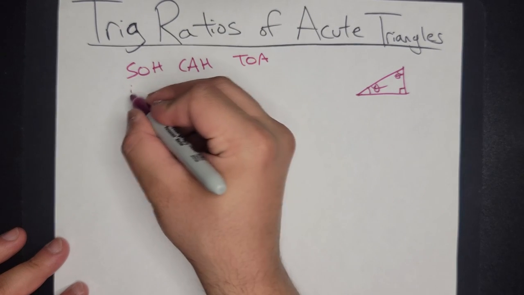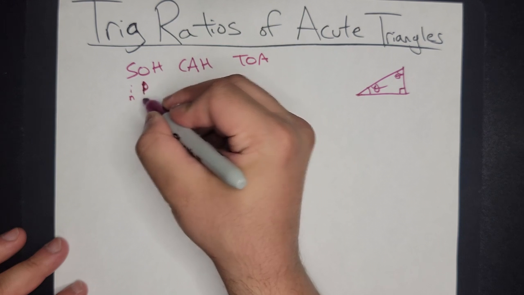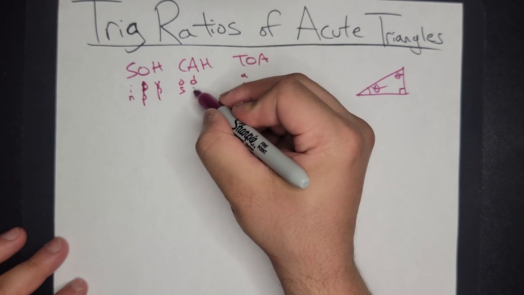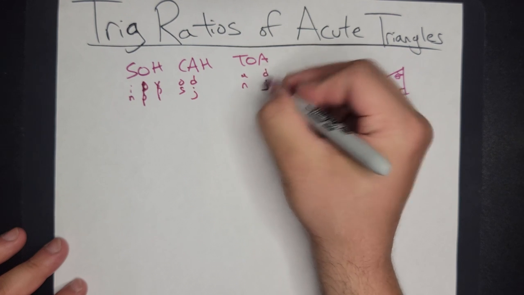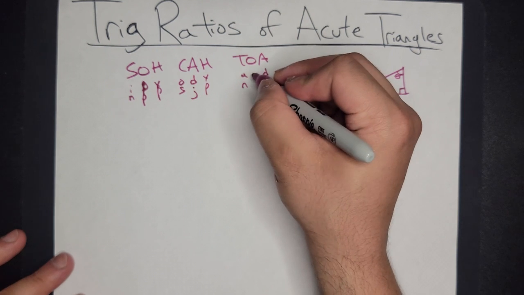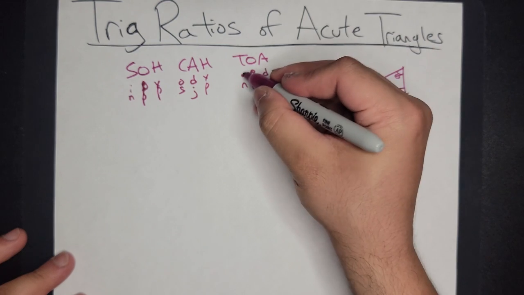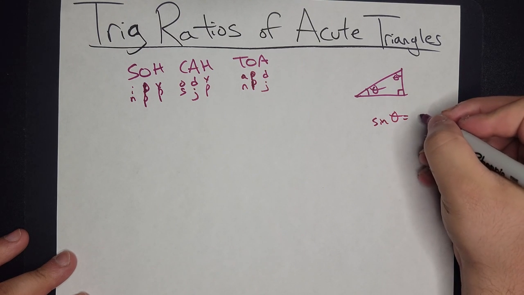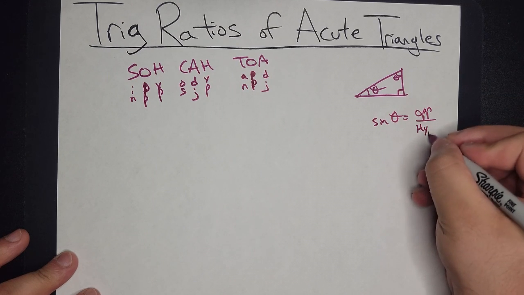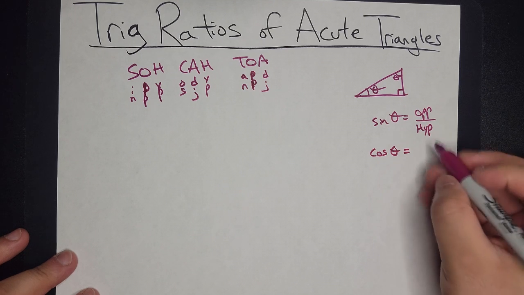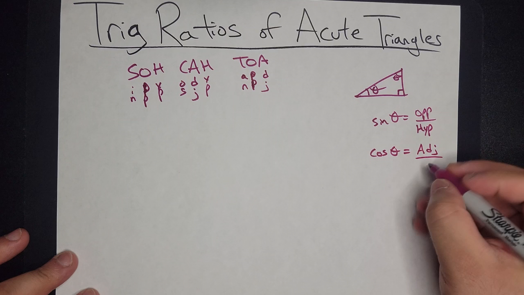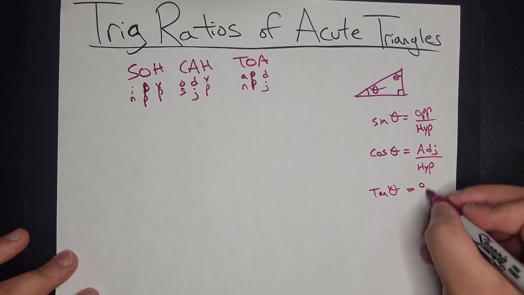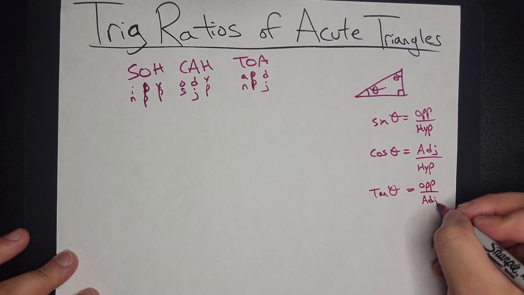SOHCAHTOA. S is sine, O is opposite, H is hypotenuse, C is cos, T is tan, and A is adjacent. So we have our SOH: sine theta is equal to opposite over hypotenuse, cos theta is adjacent over hypotenuse, tan theta is opposite over adjacent.